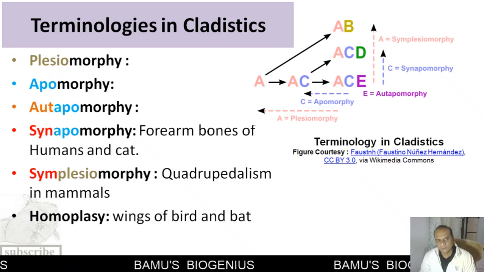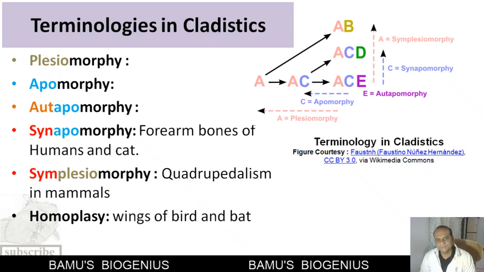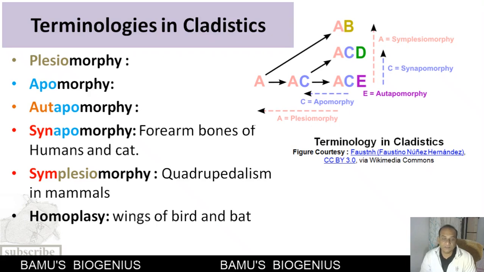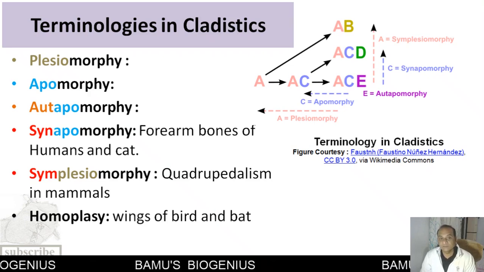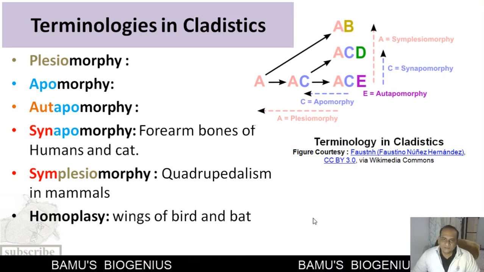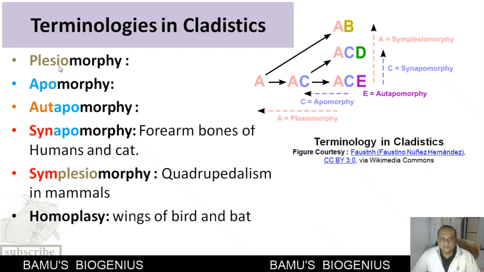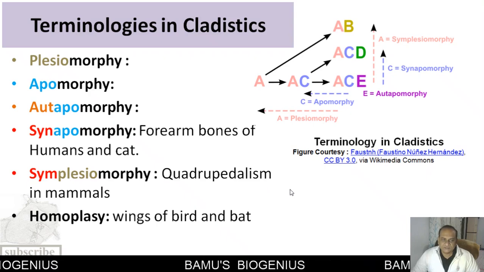Then homoplasy. Homoplasy means a character which is shared by two different taxa but is not present in their ancestors. Such characters are called homoplastic characters, and the phenomenon is called homoplasy. An example is the wings of birds and bats. So these are the terminologies in cladistics, which are very simple. Just remember: plesio means ancestral, apo means derived, and syn or sym means shared. Nothing else.